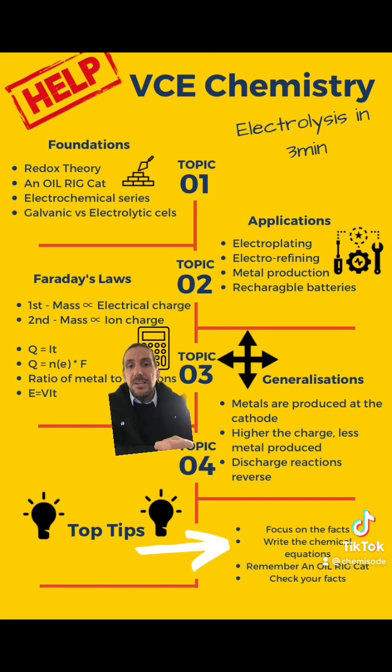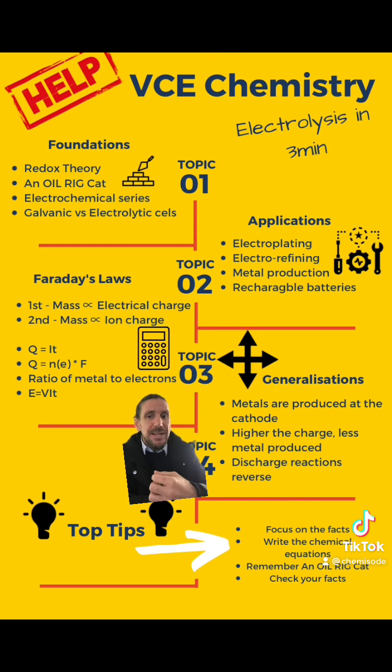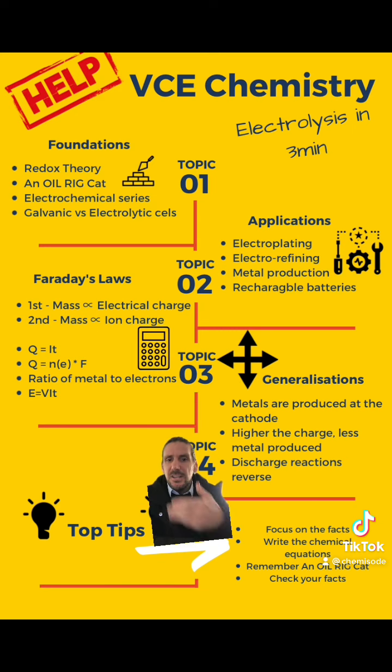Then you need to do some calculations, and here are some equations you need to write down, and think about the ratio of metal to your electrons when you're doing these equations as well. Lastly, some basic generalizations which I've already touched on with the applications of electrolysis. And once again, no time for my top tips, but I'll put all the top tips from all these 4 topics in the one video next.